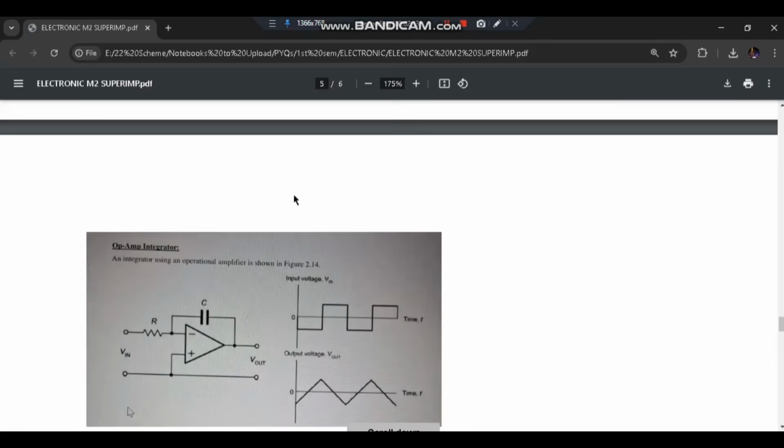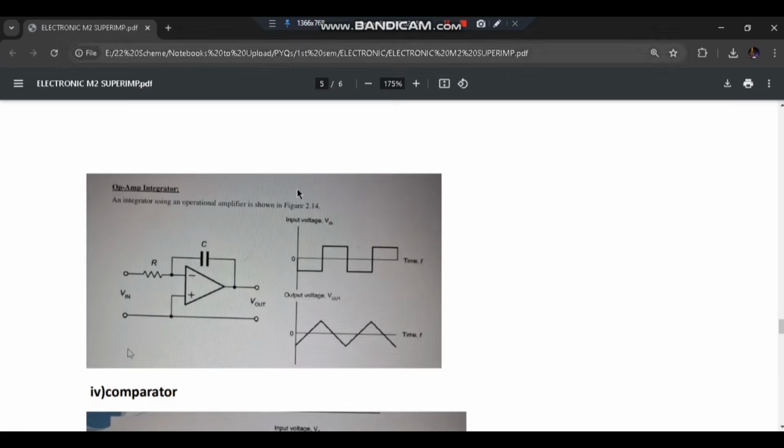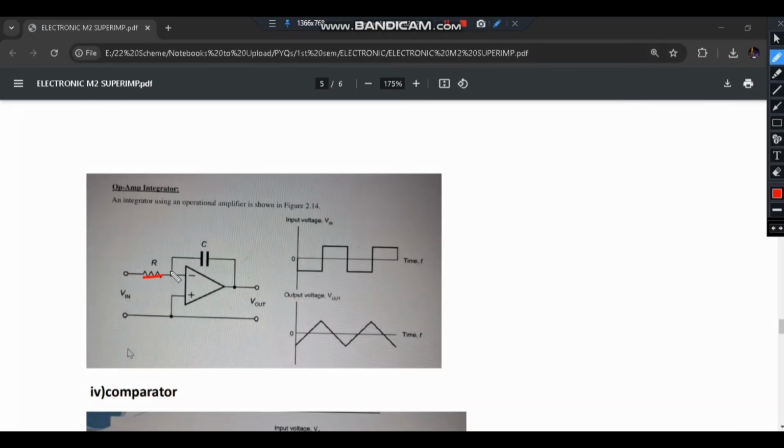Next one is the integrator. In the integrator we will have the resistance and capacitor followed by an op amp, and this is the v in and v out. The input voltage will be in a square form and the output voltage will be in a triangular form. That is an integrator.